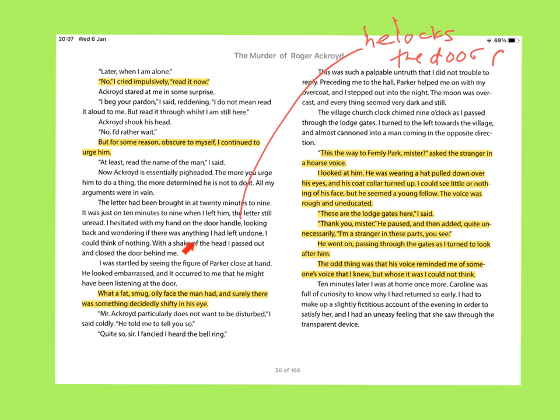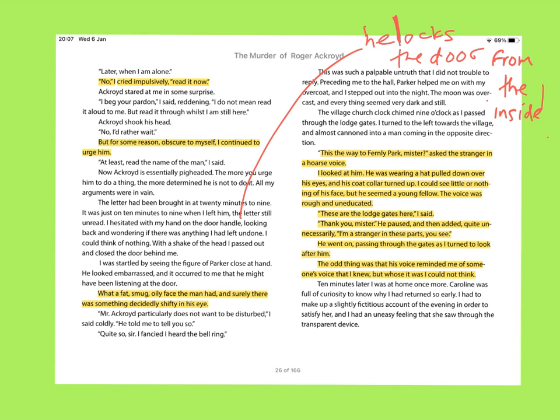But he congratulates himself on this as a sort of ambiguous line later, with those writer aspirations he has. "I could think of nothing. With a shake of the head, I passed out and closed the door behind me." And he gets a bit of a fright seeing Parker there as well. Now, two examples of misdirection here, given that the next chapter is chapter 5, titled Murder. That's when the reveal, or the public knowledge of Ackroyd being murdered, comes to light.